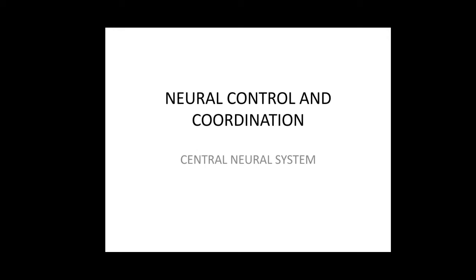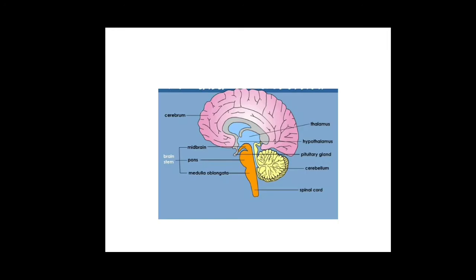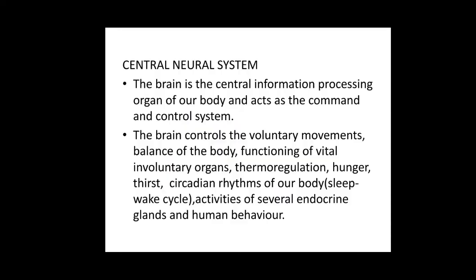Students, in neural control and coordination, the next topic is the central nervous system. The central nervous system includes the brain and its parts. You all know the importance of the brain, because the complete body of an organism is under the commands of the brain. So what are the parts of the brain? What is the function of those parts? Let us study in this class.